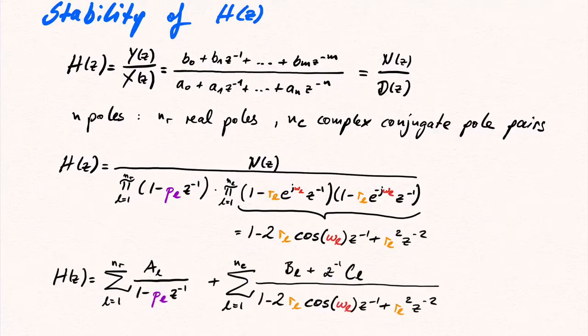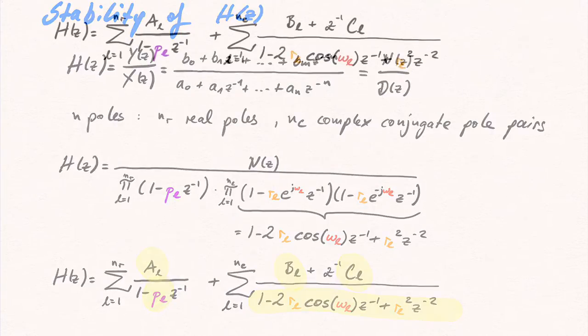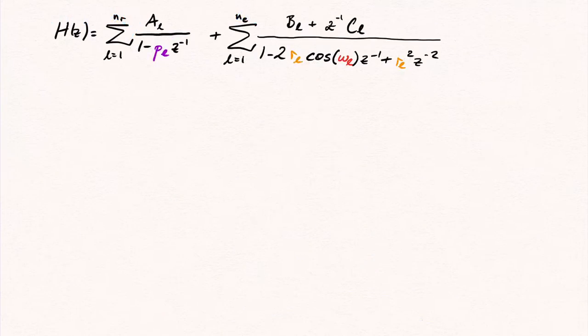This way, H(z) can be rewritten as a sum, where there is one summand for each real-valued pole and one summand for each complex conjugate pole pair. The values of a_l, b_l, and c_l can be obtained by solving partial fractions. The impulse response h(k) of the system is obtained as a sum of the inverse z transforms of the individual terms.